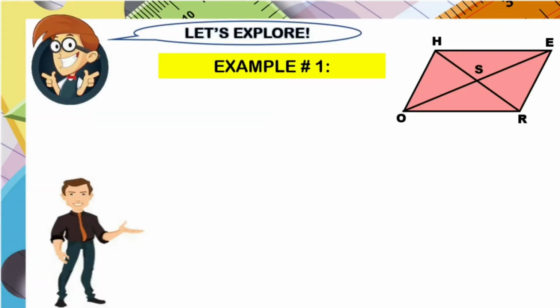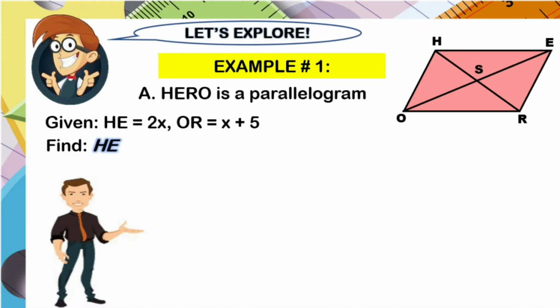Now that we have already recalled the properties of parallelogram and rectangle, let us proceed to our first sample. In the given figure, quadrilateral HERO is a parallelogram. Given segment HE equals 2x and segment OR equals x plus 5, find the measure of segment HE. Since segment HE and segment OR are opposite sides, they are congruent. Based on the given statement, we can say that HE equals OR.